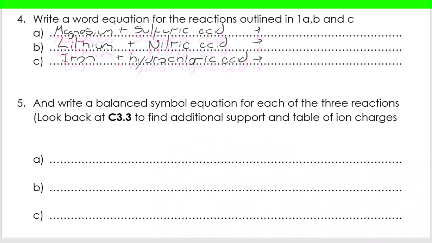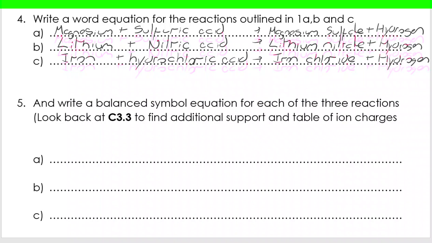Now let's think about the word equations. I've started them off here so we know what metal is reacting with what acid. And we've already just established what the salts are. So magnesium sulfate, lithium nitrate, iron chloride. And we've also just established that in every single case, we're making hydrogen. Now we need to do the balanced symbol equations.